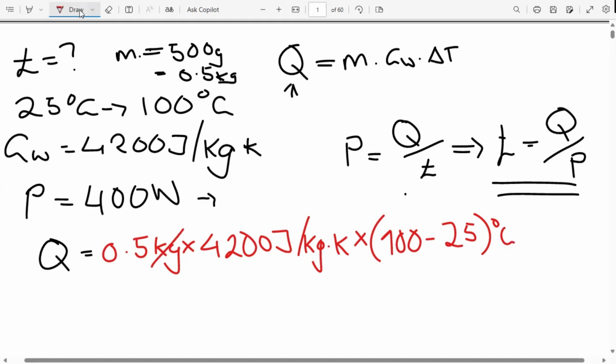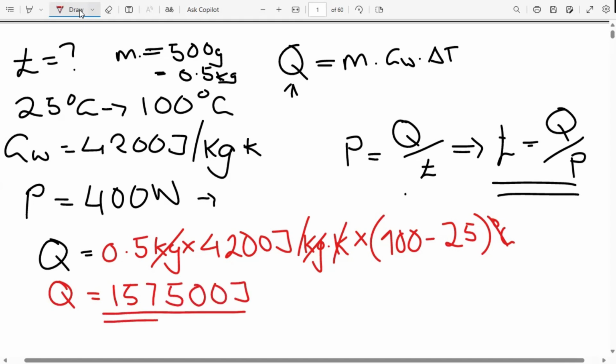So the kg here and this kg here can cancel out. Then you can also cancel out the degrees Celsius, the unit of temperature here, with the Kelvin here. So I'm going to say 0.5 multiplied by 4,200 joules multiplied by the temperature difference, which is 75, and I get Q equal to 157,500 joules.